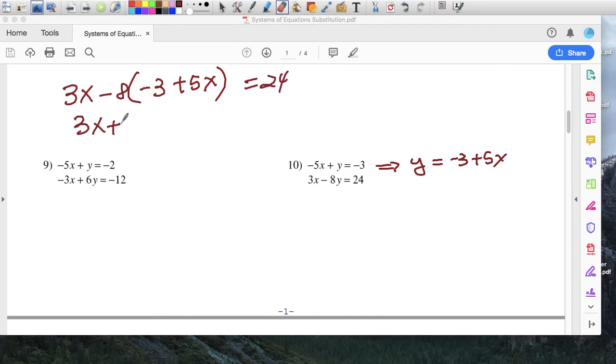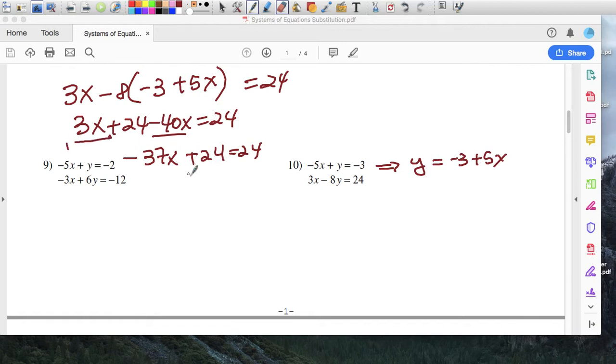I combine these two, right? Now I'm going to subtract 24 from each side, minus 24 from each side. I get negative 37x, and this also becomes 0. So negative 37x equals 0, divide by negative 37, divide by negative 37. That becomes positive, and we get that x, 0 divided by negative 37, is 0. So the x value is 0.